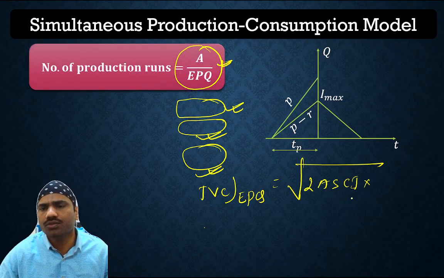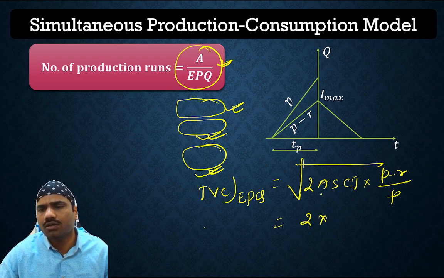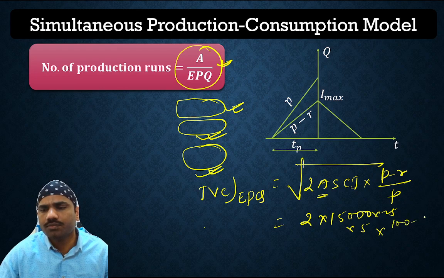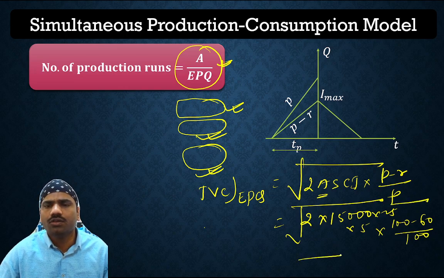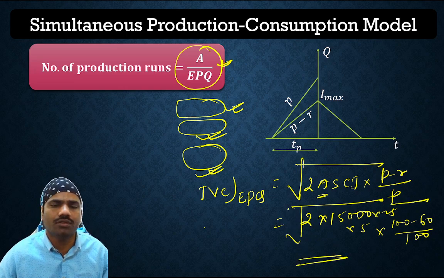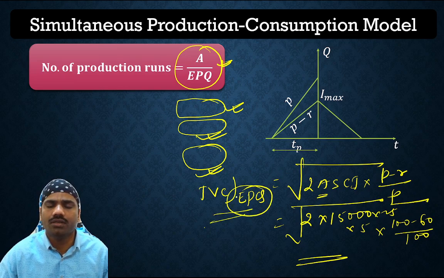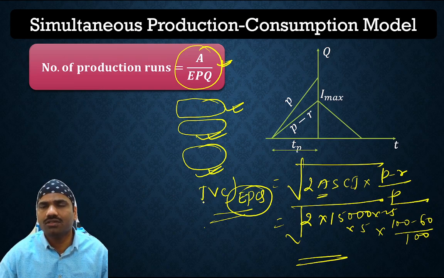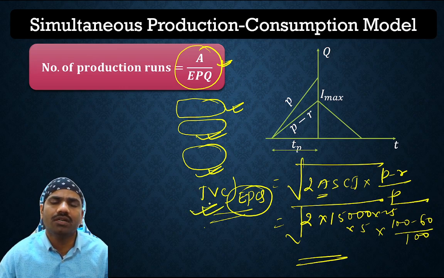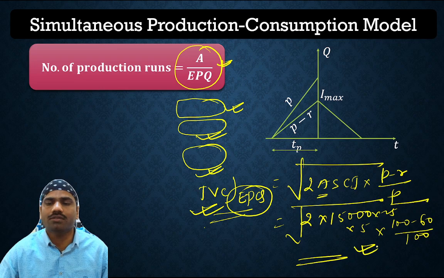So that will be the square root of 2AS CI into P minus R by P. Here A is 15,000, S is 25, CI is 5, production rate is 100, and consumption rate is 60. By solving this relation, we get the total variable cost, which is the total incremental cost at this particular quantity. In general we can also find it for any quantity, but that quantity is not mentioned here. So we find the total incremental cost at the economic production quantity, and this will give you the answer.